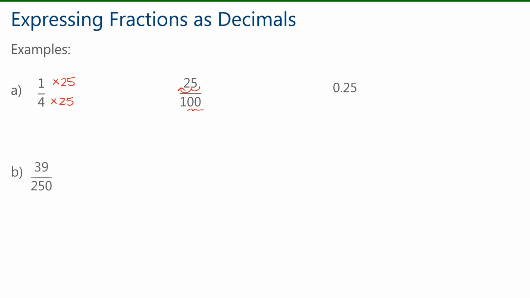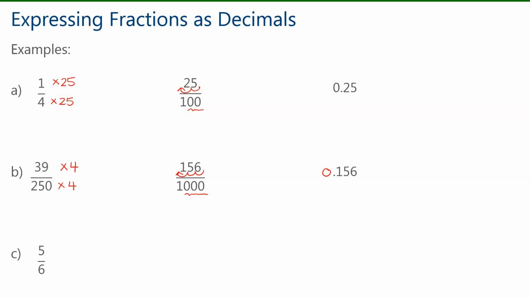For 39 over 250, I look at the bottom number, so I look at 250, and I think, can I change that into 10, 100, or 1,000? Well, obviously it won't change into 10 because it's greater than that. It won't change into 100 because it's greater than that. But I can change it into 1,000 by multiplying by 4. When I do that, I get 156 over 1,000. Again, looking at our bottom number, we have 3 zeros, which means my decimal would shift 3 places to the left. And my decimal equivalent is then 0.156.